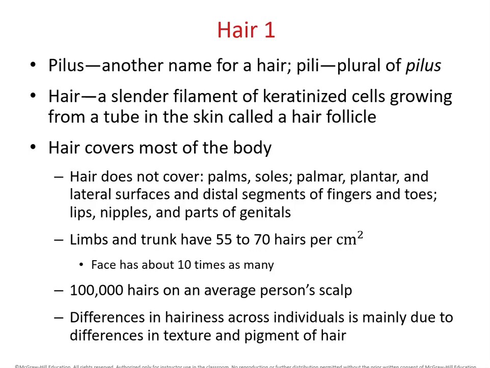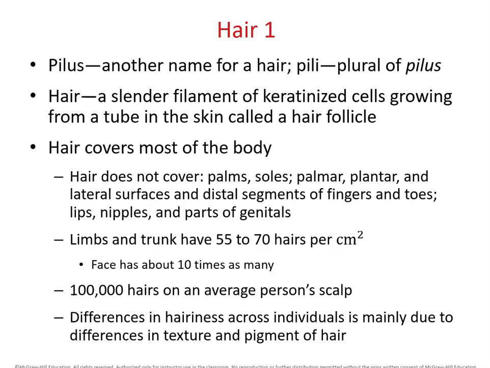Believe it or not, most of our arms, legs, trunk have up to 70 hairs per square centimeter. So think about that for a second. Draw an imaginary box on your arm, 1 centimeter on each side. You have 55 to 70 hairs in there. Most of them are so small that we can't even see them. Our faces have even more than that.